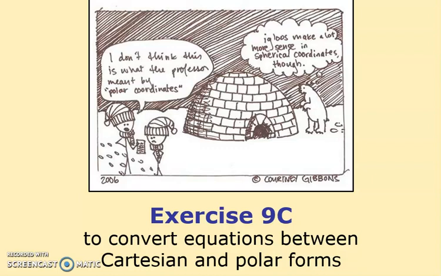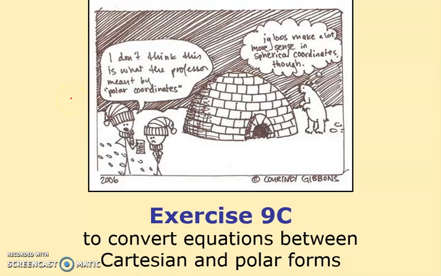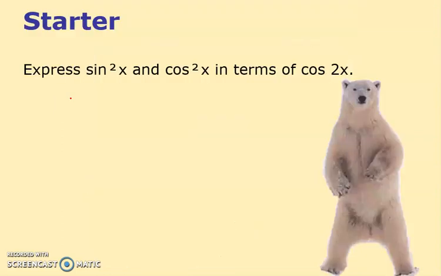Hi there, this is exercise 9c. We're looking at converting between Cartesian and polar forms of the same equation. So you might get an equation saying y equals x squared, and you might be able to write that as a polar equation, or you might get a polar equation like r equals 2 cos theta, and want to write that as a Cartesian equation. So we have to be able to do this in both directions. Hopefully we'll be able to do that after this lesson.